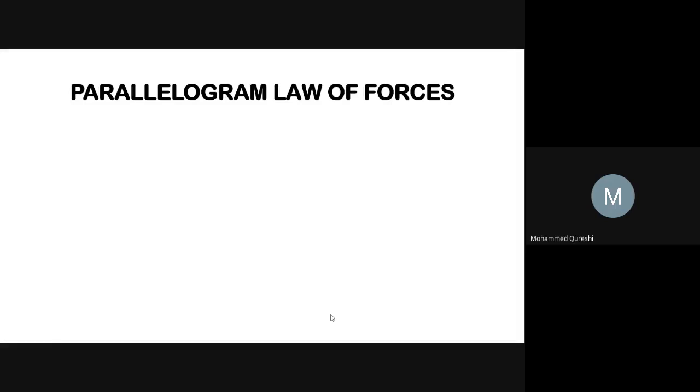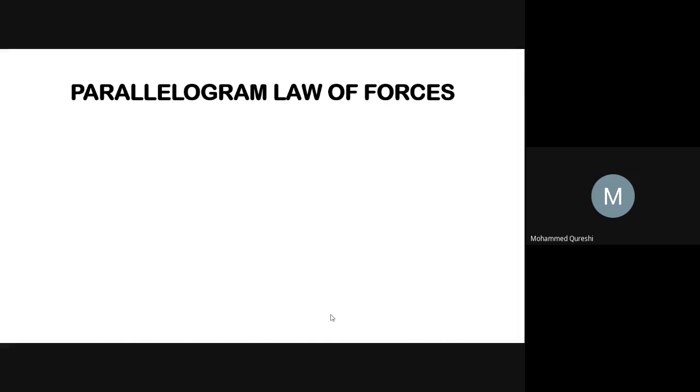Today, we will learn about parallelogram law of forces. Why are we using parallelogram law of forces? Because we have to find out the resultant force, and this is one of the methods for finding the resultant force. This method lies under the category of analytical methods.